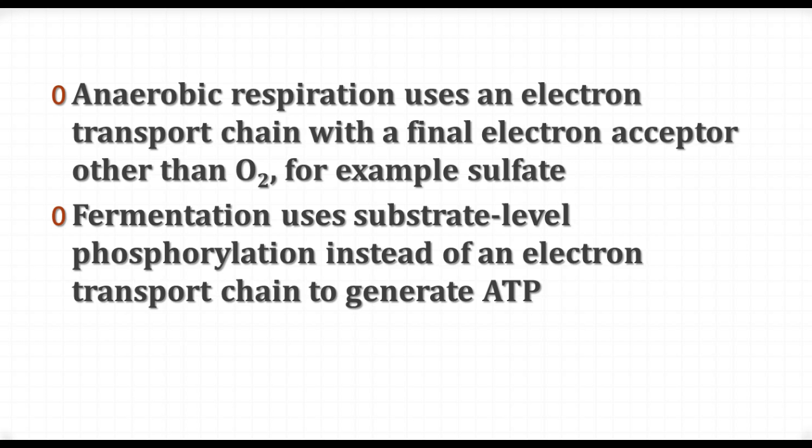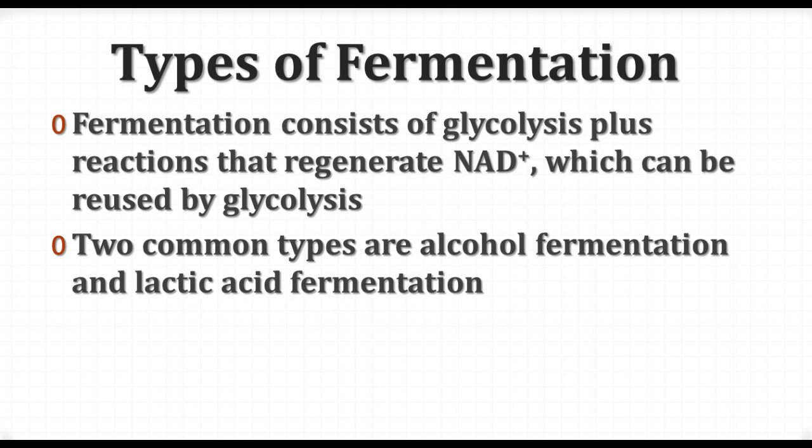In anaerobic respiration, we have an electron transport chain. These are anaerobic respiration that doesn't require oxygen. For example, some organisms might use sulfate. Fermentation is going to be different than this because rather than using oxidative phosphorylation or some other type of phosphorylation, fermentation will use substrate-level phosphorylation instead of that electron transport chain. There are two common kinds of fermentation, and they are alcohol fermentation and lactic acid fermentation.